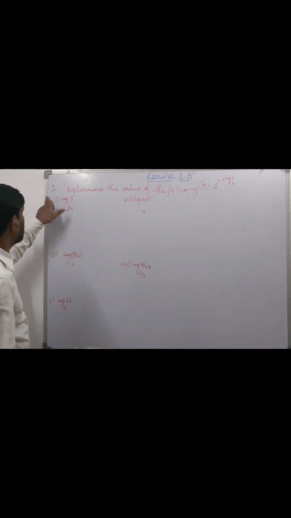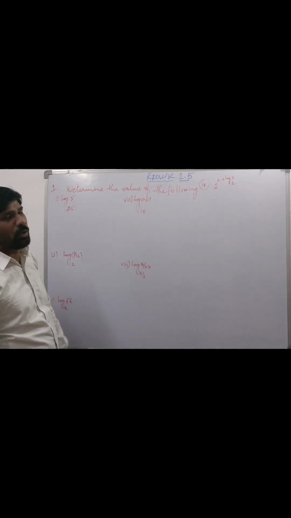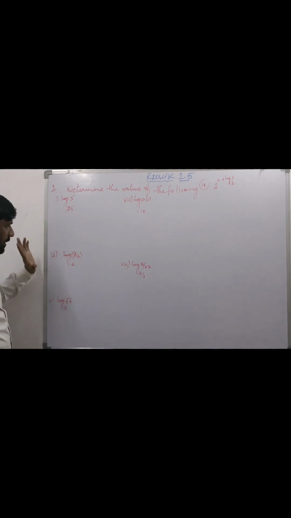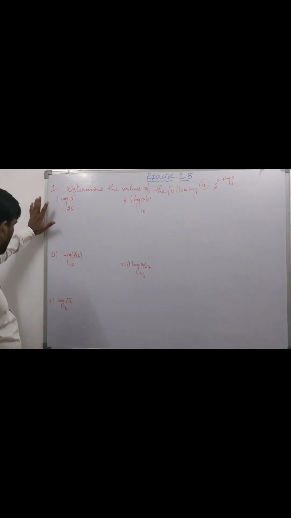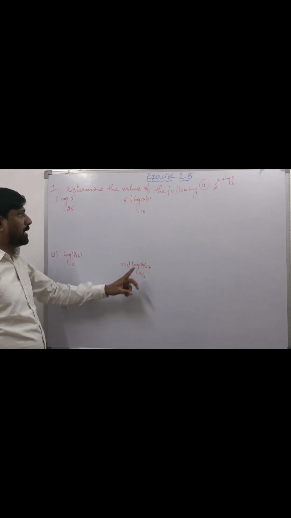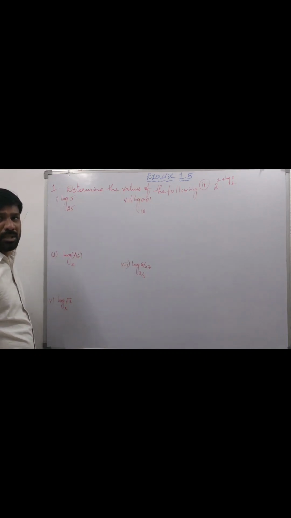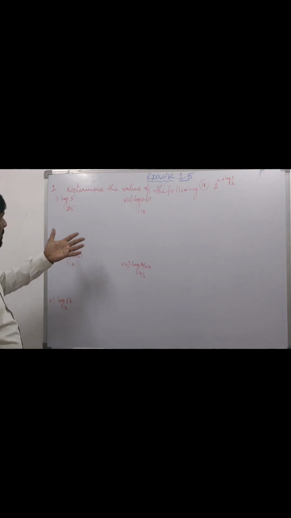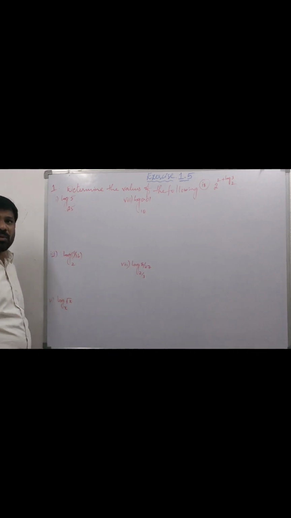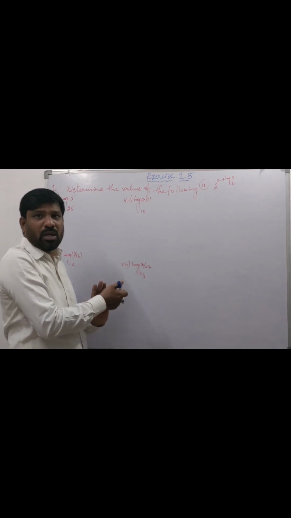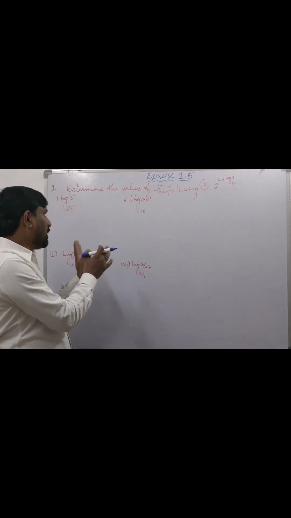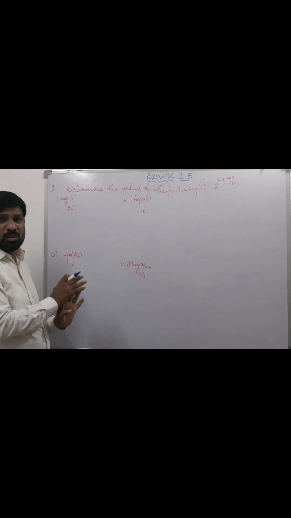Right, 1.5 exercise, first bit: determine the values of the following. There are 9 sums in the first bit, and I have chosen a few of them: the first problem, third, fifth, seventh, eighth, and ninth, so 6 problems out of 9. It's very simple. Whatever laws we have just seen, I will use only those laws here.